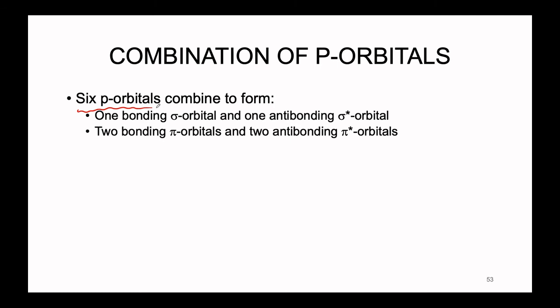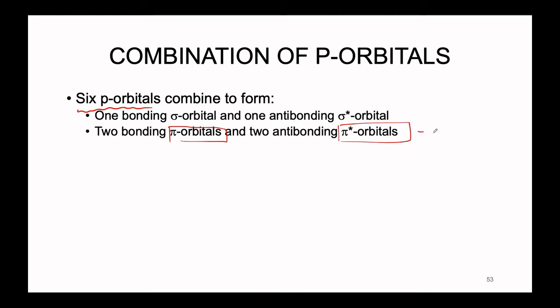So here we are now taking a step to increase in complexity. As 6 p orbitals combine, we end up with 3 different fundamental shapes. And of course, if we have 3 different fundamental bonding shapes, we will also end up with 3 corresponding anti-bonding shapes. So let's see where these come from. 2 of the 6 p orbitals combine to form 1 bonding sigma orbital, as well as 1 anti-bonding sigma star orbital, and the others combine to form 2 bonding pi orbitals, as well as 2 anti-bonding pi star orbitals.